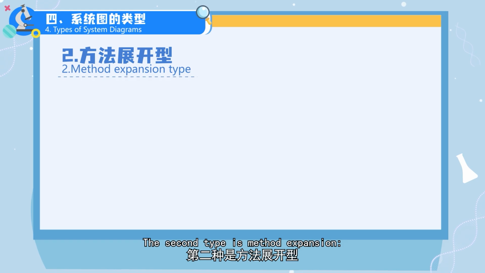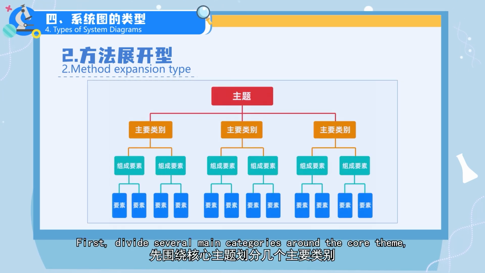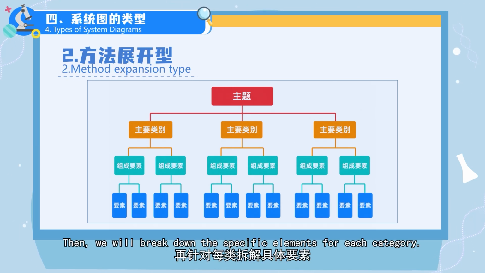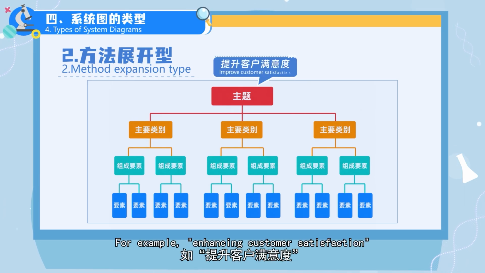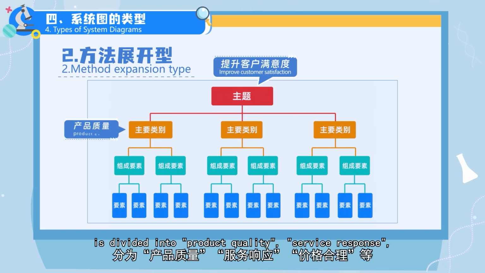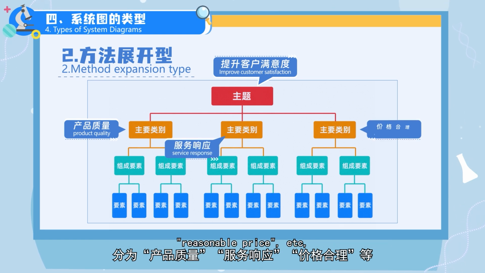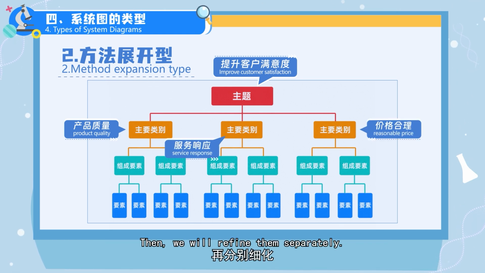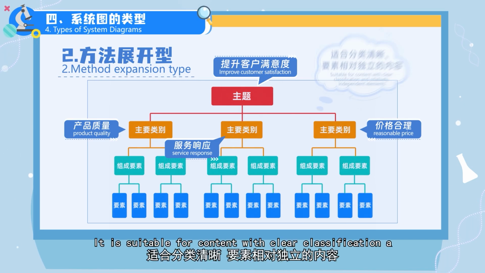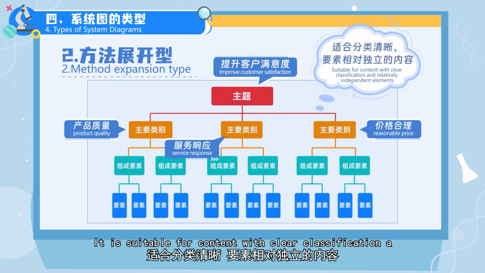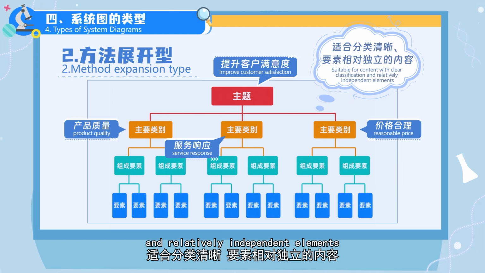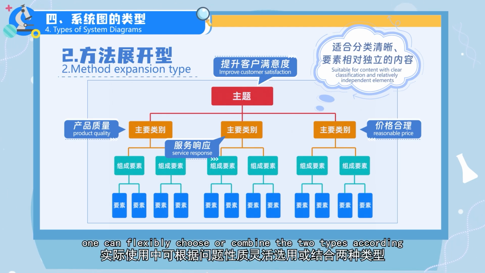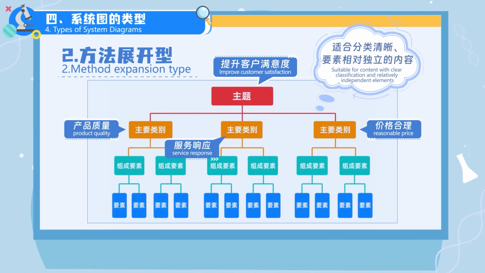The second type is method expansion. First, divide several main categories around the core theme. Then, we will break down the specific elements for each category. For example, enhancing customer satisfaction is divided into product quality, service response, reasonable price, etc. Then, we will refine them separately. It is suitable for content with clear classification and relatively independent elements. In practical use, one can flexibly choose or combine the two types according to the nature of the problem.